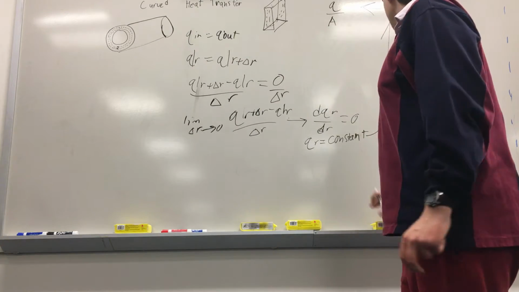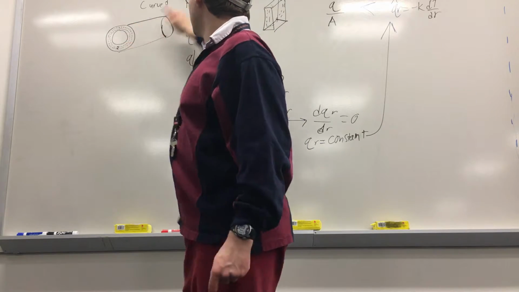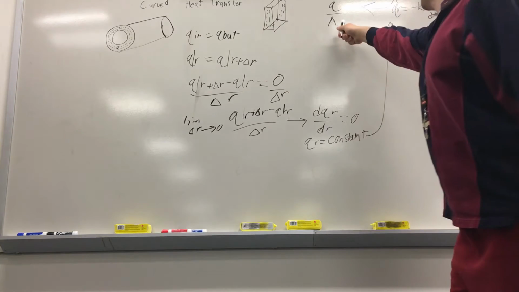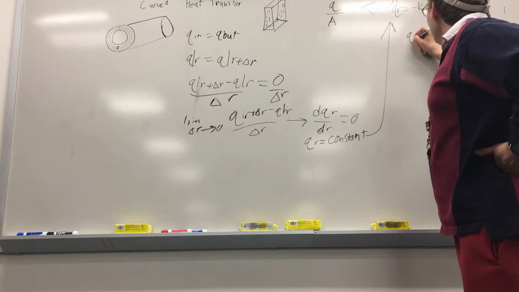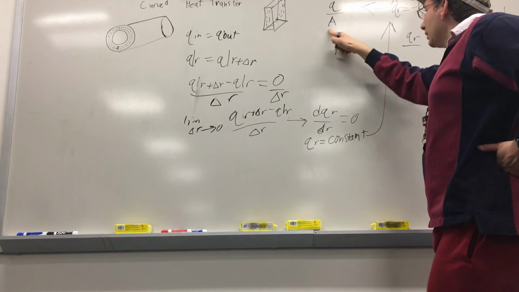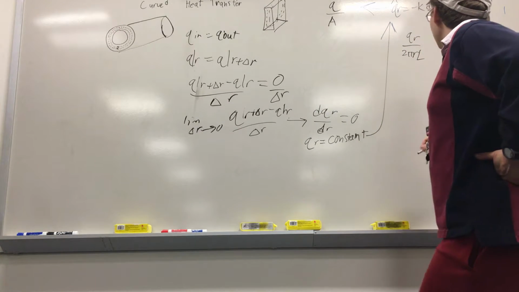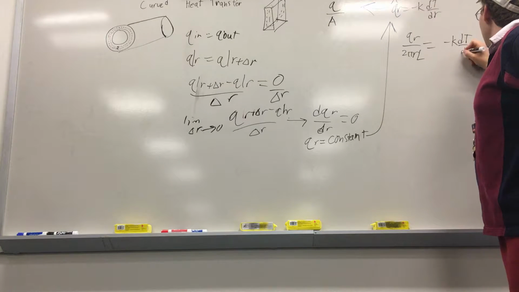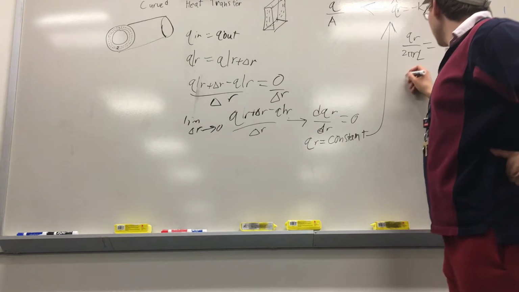But you'll find out that because the surface area of the cylinder is changing as you increase the radius, you have to take it into account. So what we're going to do is just do Qr. The surface area of a cylinder is 2 pi rL, so Qr over 2 pi rL is equal to dT/dr. So we're going to just do a little bit of magic.